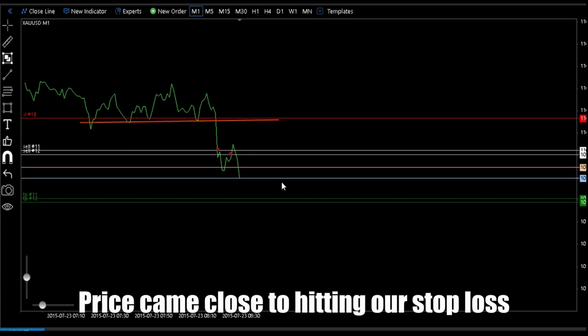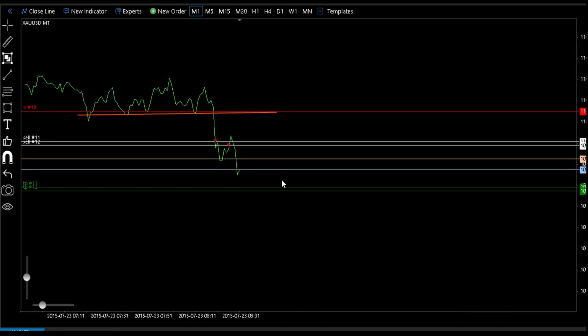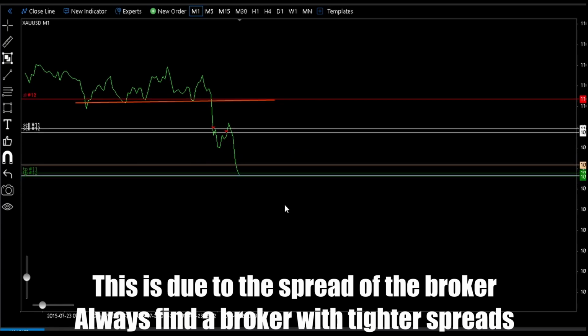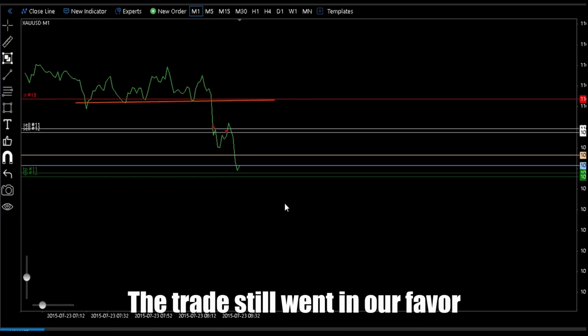Price came close to hitting our stop loss. This is due to the spread of the broker. Always find a broker with tighter spreads. The trade still went in our favor.